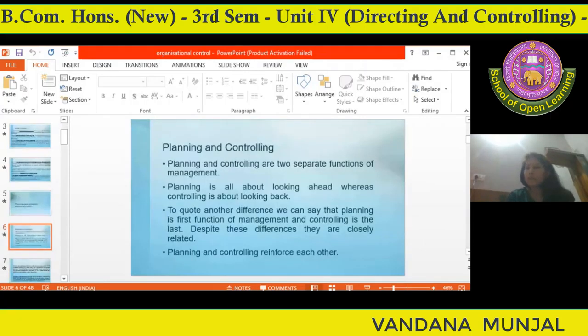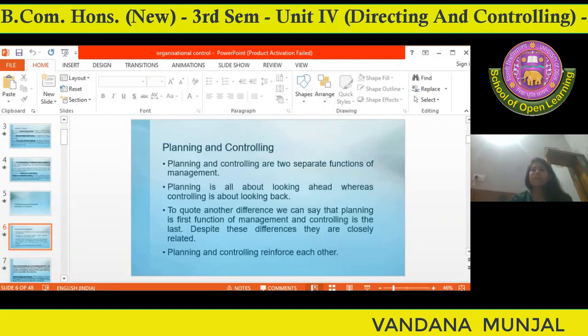Planning and controlling, although they are two separate functions of management, are both interrelated. But first of all, we will study how they are different from each other. Planning is all about looking ahead, मतलब future में देखना, but controlling is looking in the past. Okay, that means पीछे आपके actions को देखना कि आपने ठीक actions किए हैं या नहीं किए हैं.